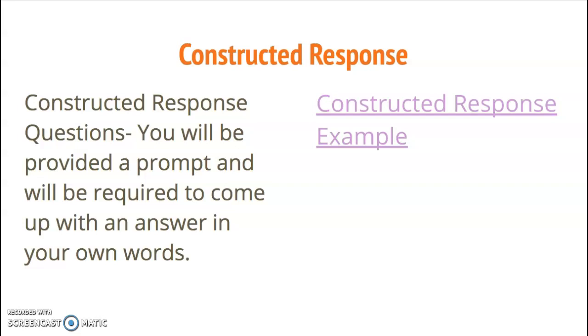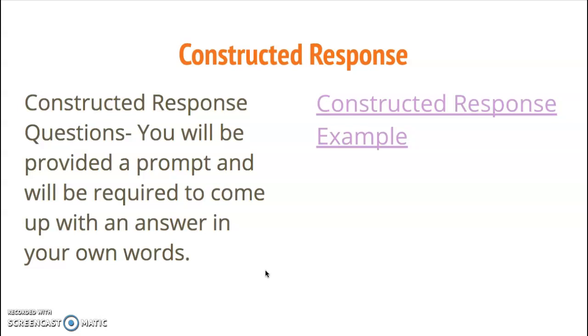Okay guys, so yesterday we practiced how to answer two-part selected response questions. That was the part A and the part B. While these questions provide you with answer choices to select, some questions are going to ask you to answer a question prompt in your own words. So these are called constructed response questions. And for constructed response questions, you'll be provided a prompt and you will be required to come up with an answer in your own words. So again, we're going to use the story Bear.